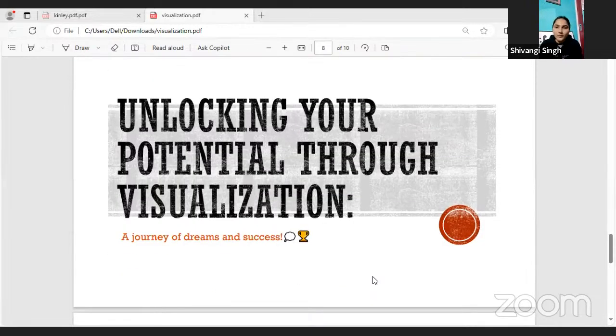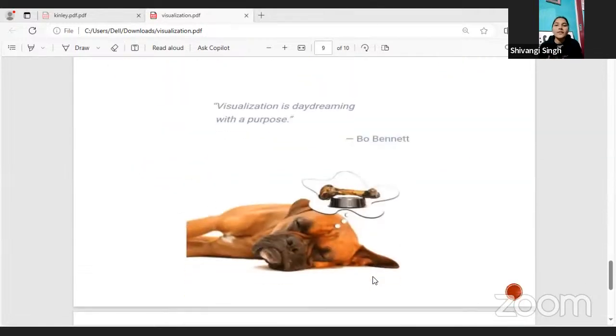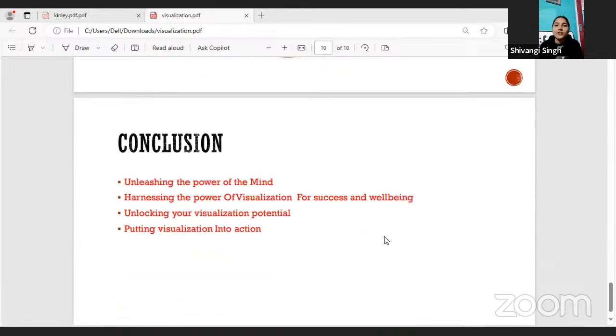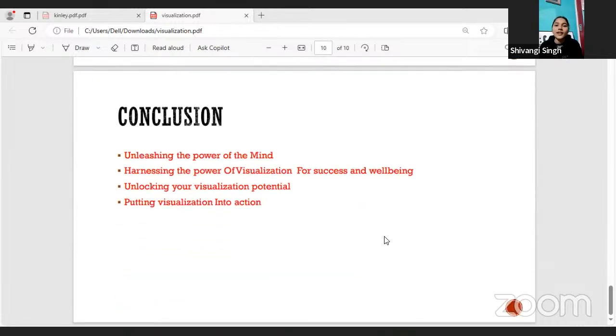So this is generally a shorter story in which we see the power of visualization. There's a famous quote written by Bo Bennett that visualization is daydreaming with a purpose. Visualization is generally a daydreaming in which we imagine a picture or create a scenario in our mind, which is deliberate, in which we have a desired objective behind that visualization. It is not wandering.